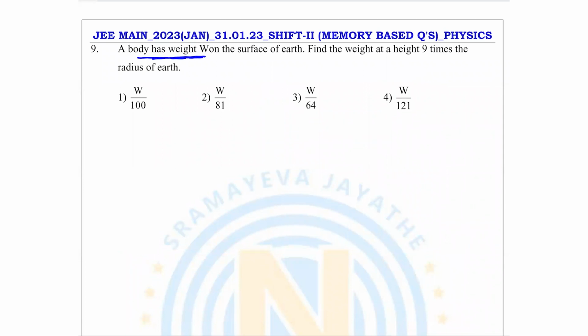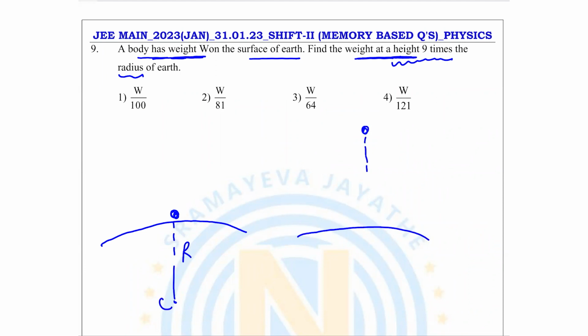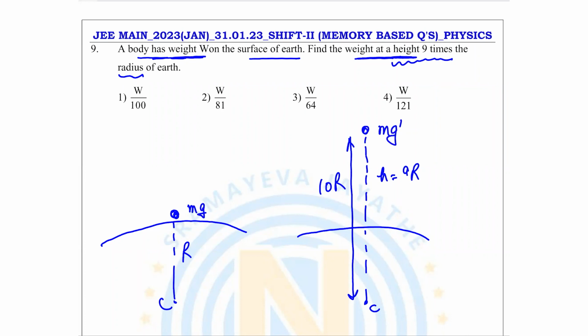A body has a weight W on the surface of Earth. We want to find the weight at a height, be careful, at a height which is 9 times the radius of Earth. So first case, we are at the surface of Earth. So distance from the center of Earth is r. In the second case, we are at a height 9 times the radius of Earth. So the distance from the center becomes 10r. The weight over here will be m times g. Weight over here will be m times g prime.